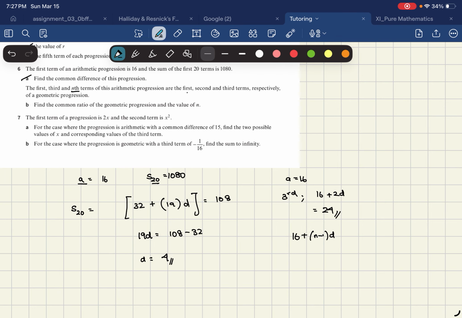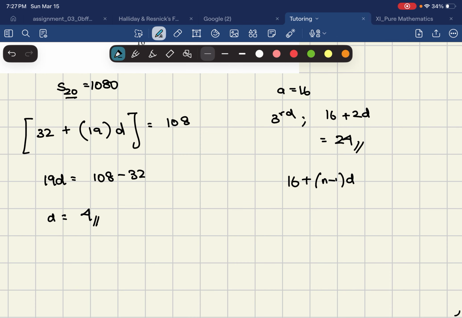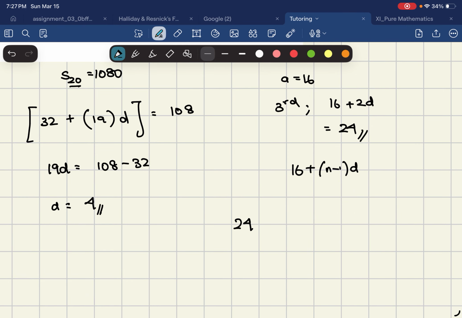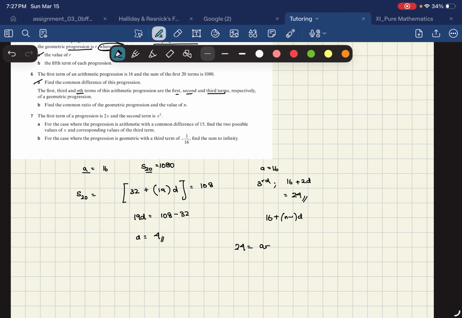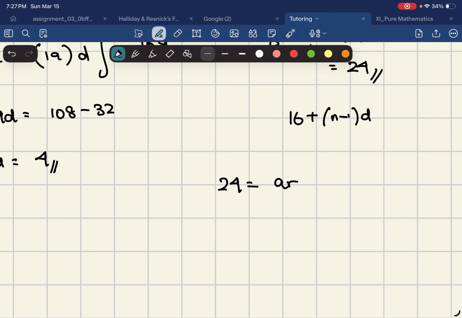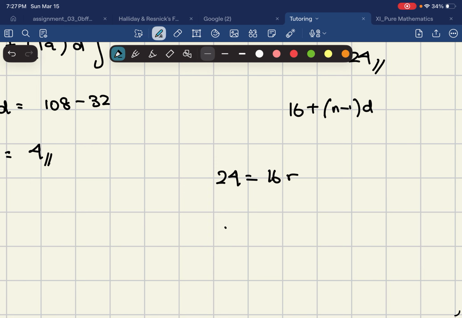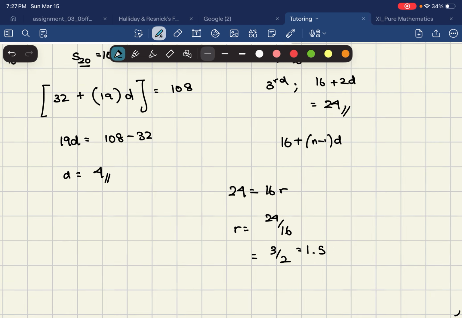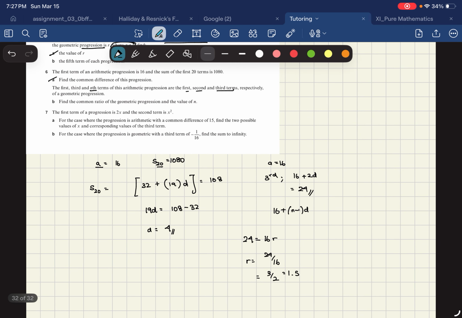Our first, second, and third terms of a geometric progression. So 24, we know, is equal to ar. And they have the same first term. So a is still 16. So r is just 24 by 16. So the common ratio is just 3 by 2, is 1.5. So that is the common ratio. And the value of n.